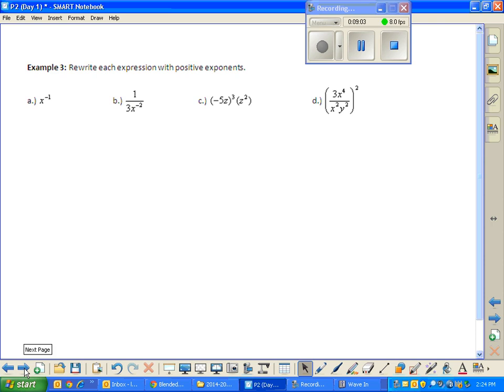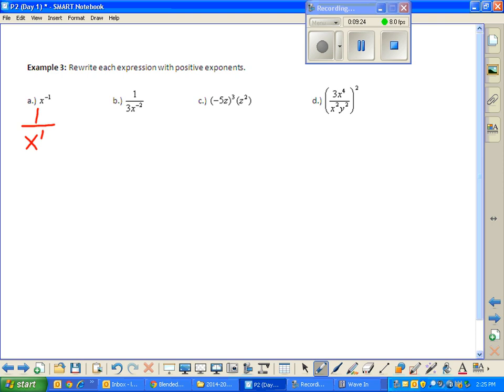In example 3, it's going to be pretty similar. We're going to rewrite each expression with positive exponents. So if you take a look at that one, I have x to the negative 1st. That's not too bad. That's just our upstairs downstairs rule. So you just write that, move that x to the 1st to the bottom, and then you need a placeholder on the top. So 1 over x is what we get there.